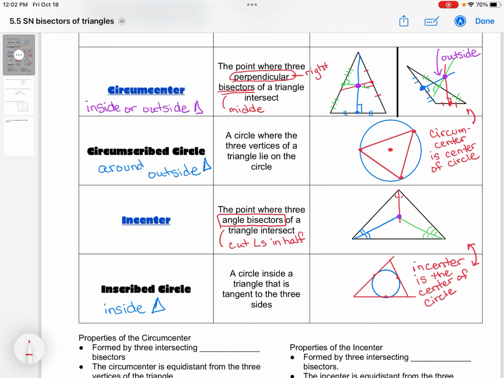So these kind of go together, and these kind of go together, because circumcenter has a circle, inscribed or incenter has a circle, and it kind of makes sense that they would have two different circles, two different centers depending on if they were drawn outside or inside. Okay, so a few more extra things we could write.